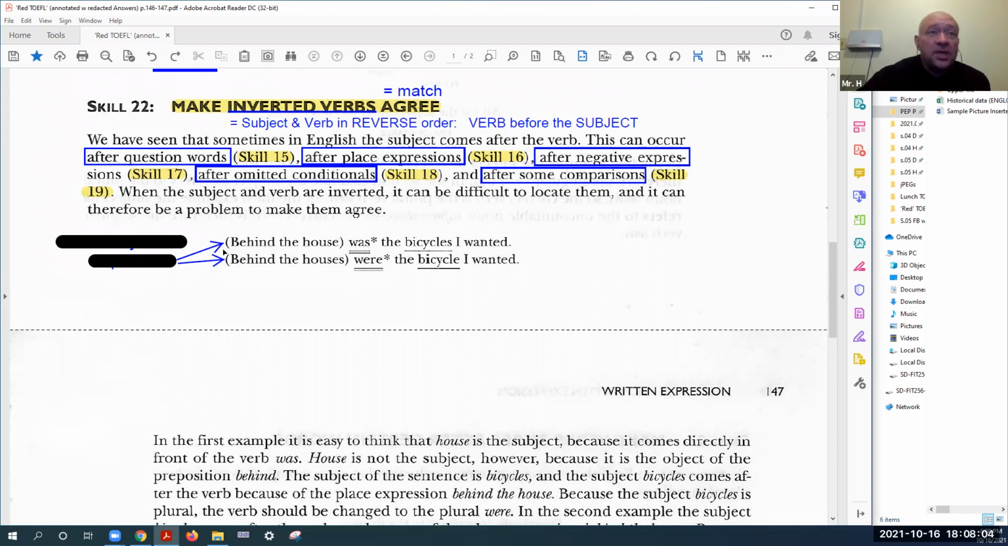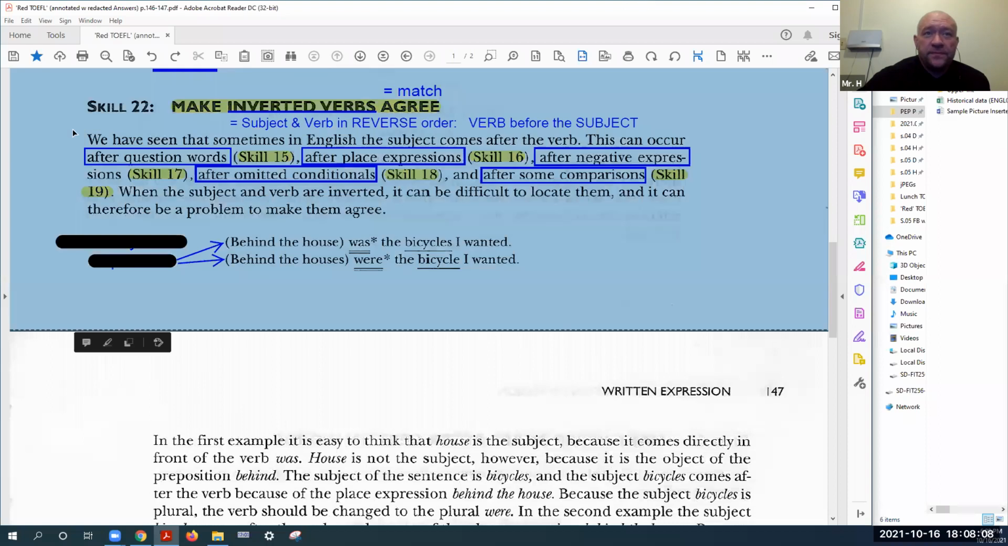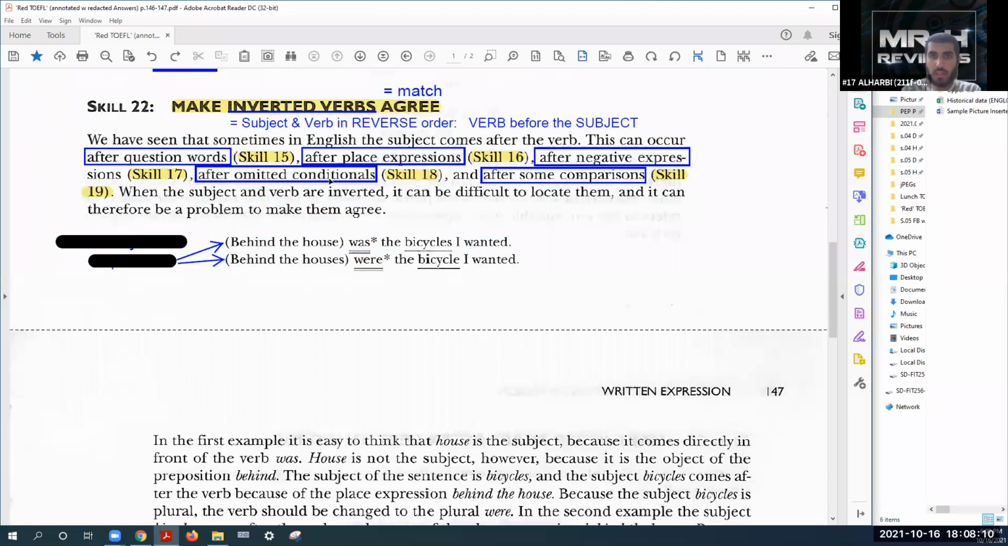Al-Harbi, you want to read this? We have seen that sometimes in English, the subject comes after the verb. This can occur after question words. Skill 15. Okay, there you go. Do you remember that after question words?